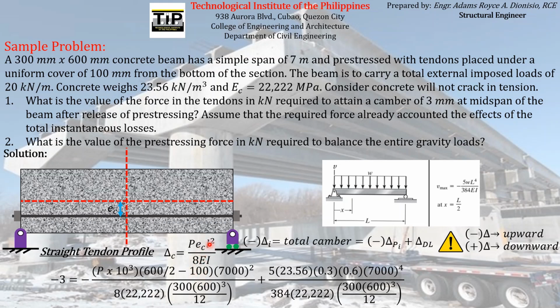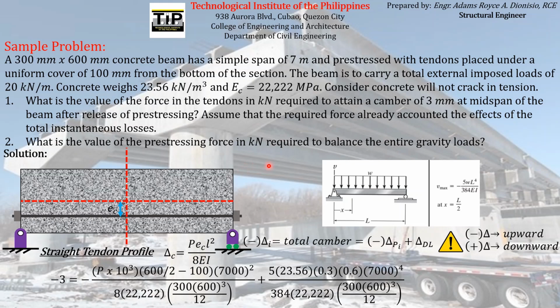Then substitute the corresponding length of the beam, which is 7,000 mm, and the corresponding modulus of elasticity, which is 22,222 megapascal, and the moment of inertia of the beam, which is just a rectangular section. The moment of inertia of a rectangular section is equal to bh cubed over 12. And then add the deflection due to the own weight of the beam.